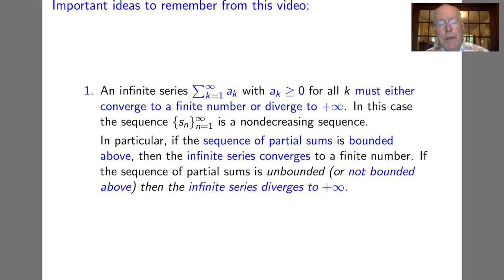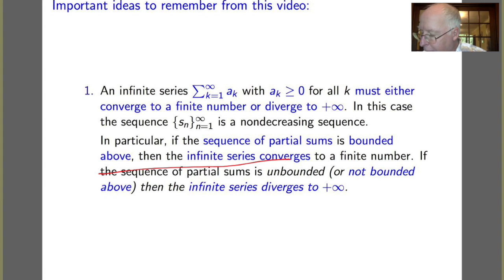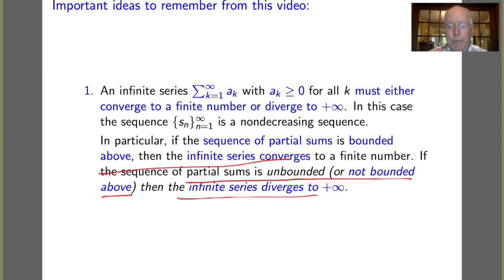Now, in this case, the sequence of partial sums is either bounded above, in which case the infinite series converges to some finite number, and if the sequence of partial sums is unbounded or not bounded above, then this infinite series diverges to plus infinity. We saw two examples in this video, the harmonic series, showing how we can show that a sequence of partial sums is not bounded above, and the sum of reciprocals of squares series, an example of a sequence of partial sums that is bounded above.